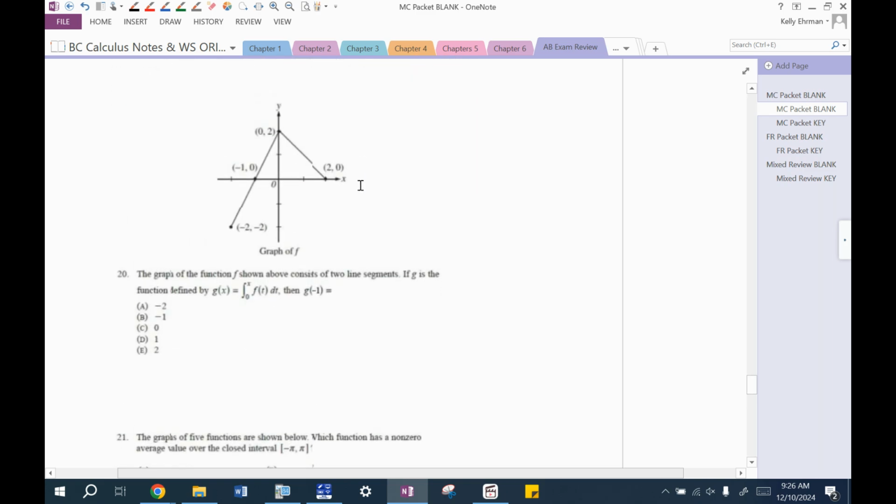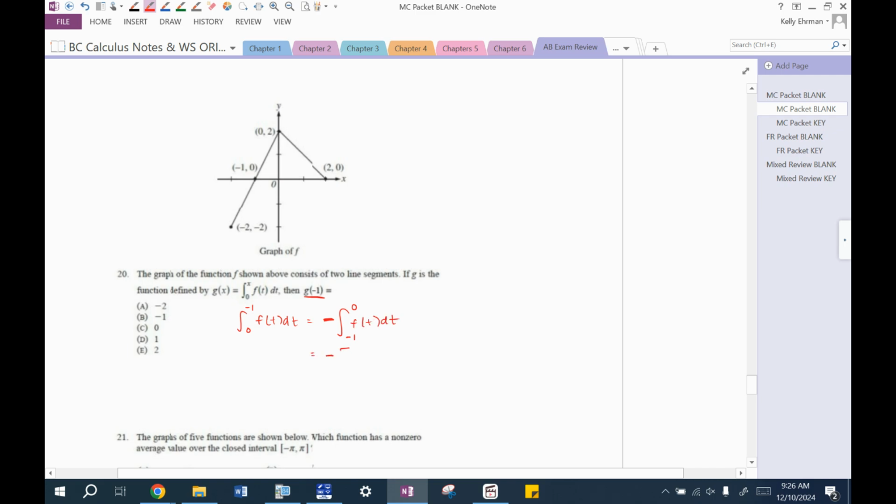So number 20. The graph of the function f shown above consists of two line segments. If g is the function defined by the area from 0 to x of f of t dt, then what is g of negative 1? So g of negative 1 would be the integral from 0 to negative 1 of f of t dt. We know that we have to turn that around by putting a negative out in front, make it negative 1 to 0.